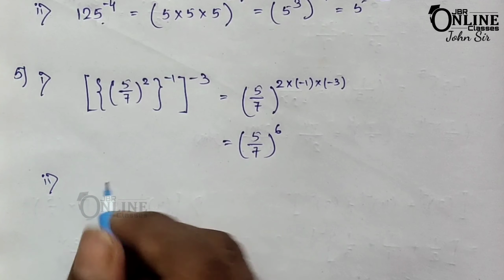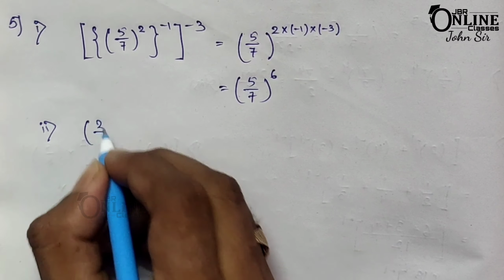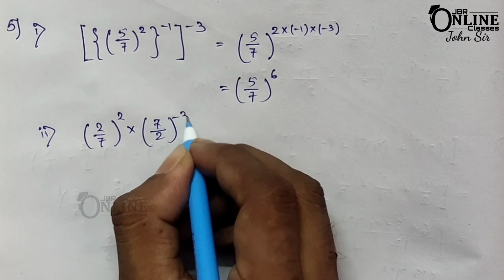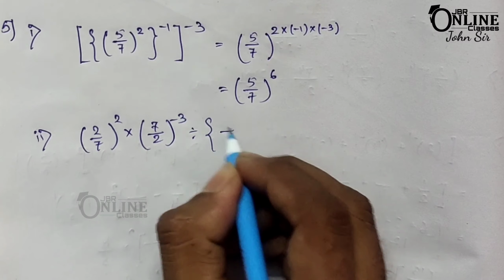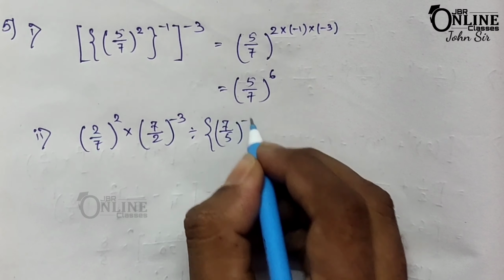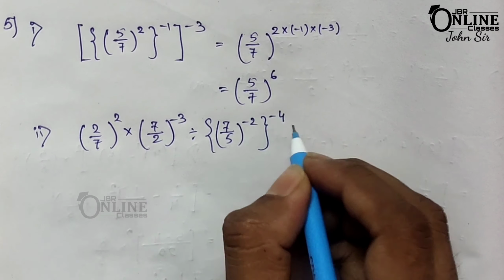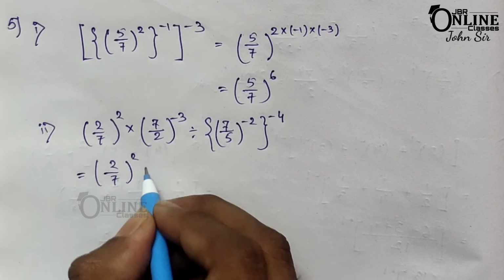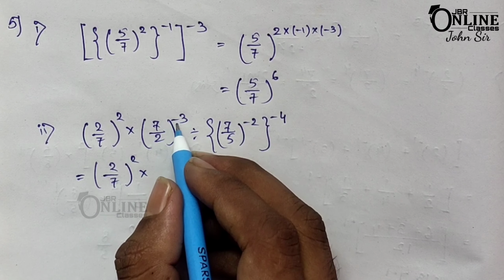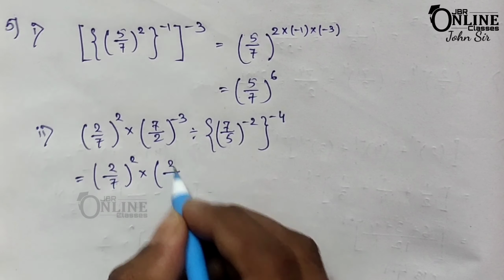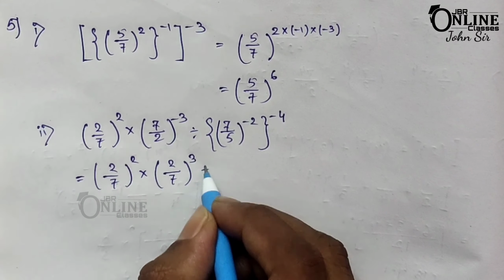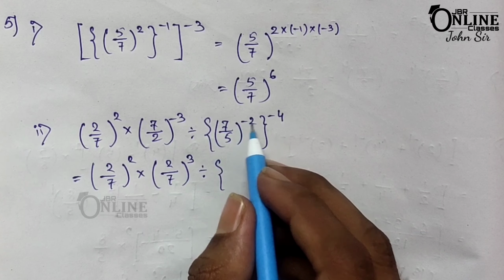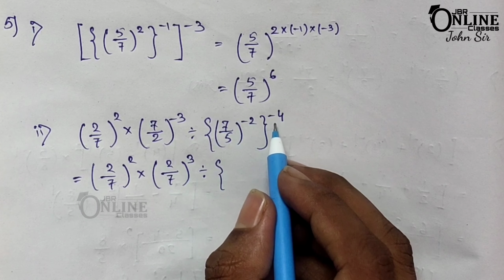Now number 2. In number 2, here 2 by 7 whole square into 7 by 2 to the power minus 3 divided by 7 by 5 to the power minus 2 and again to the power minus 4. So here 2 by 7 whole square. Now 7 by 2 whole to the power minus 3, that means here you can write 2 by 7 whole to the power 3. Then divided by, now here this one, 7 by 5 to the power minus 2 again to the power minus 4.